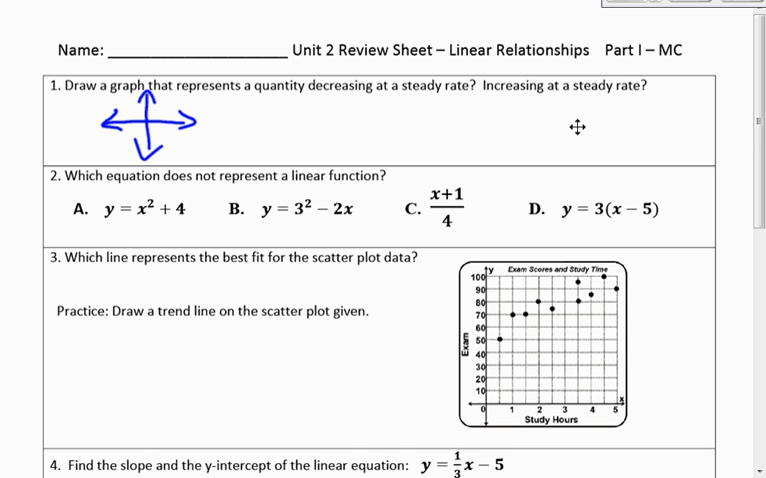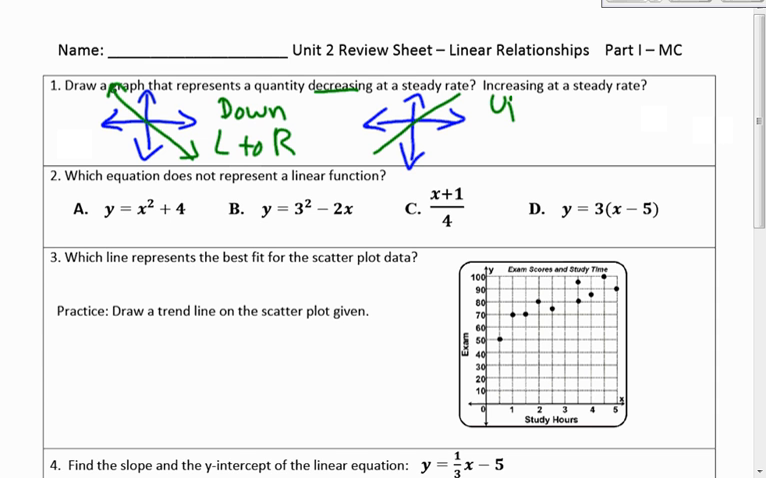Okay, draw a graph that represents a quantity decreasing at a steady rate and increasing at a steady rate. So first I'm going to sketch two different graphs. If it is decreasing, it is going down from left to right. And when it's increasing, it's going up from left to right.